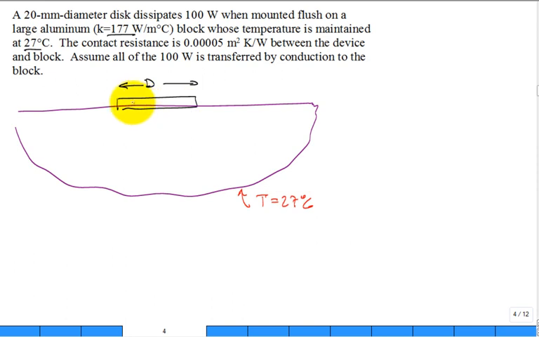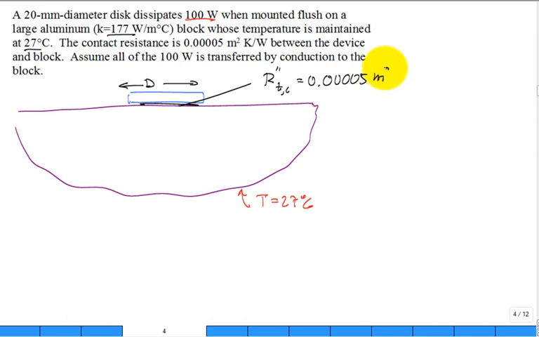This disc has heat being dissipated, 100 watts. It's coming out of that disc, electronically being generated. The contact resistance right between the bottom of the disc and the semi-infinite material, I just erased it, is given by R_tc double prime is 0.00005 meters squared Kelvin per watt. Are those the right units for our contact resistance used in this textbook? Is that the right notation for it? Is it reasonable? Yeah, it is.